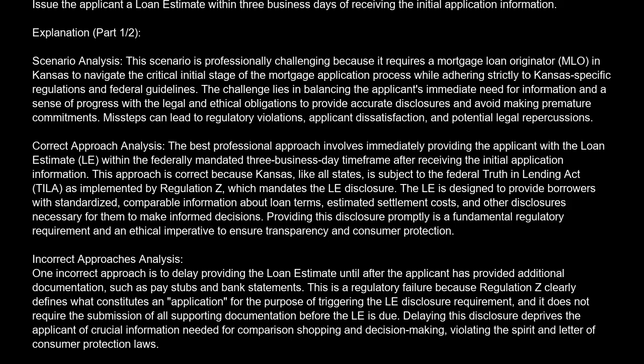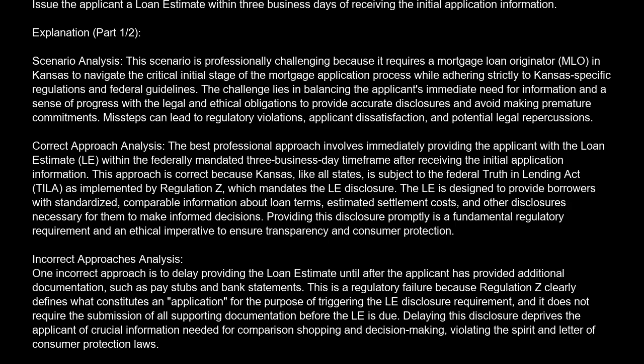the critical initial stage of the mortgage application process, while adhering strictly to Kansas-specific regulations and federal guidelines. The challenge lies in balancing the applicant's immediate need for information and a sense of progress with the legal and ethical obligations to provide accurate disclosures and avoid making premature commitments. Missteps can lead to regulatory violations, applicant dissatisfaction, and potential legal repercussions. Correct approach analysis.